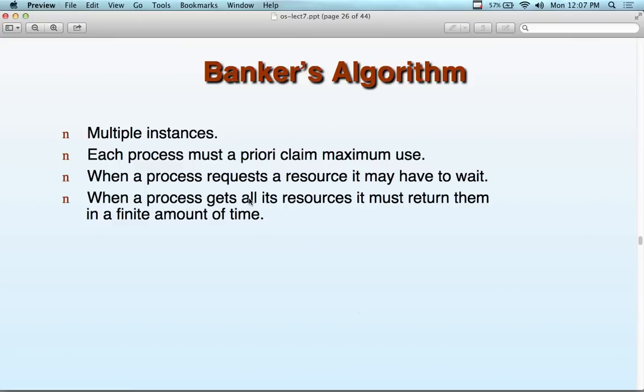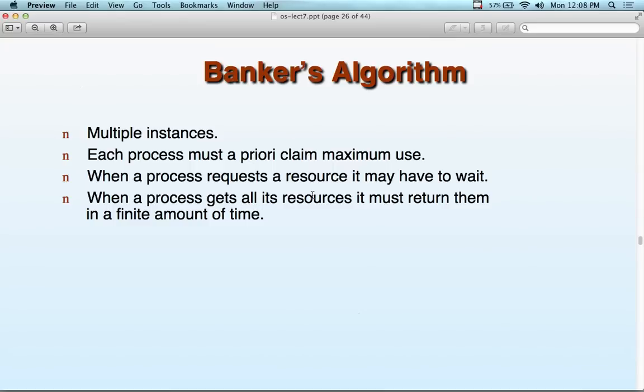So banker's algorithm, we have multiple instances. We have multiple borrowers and multiple returners. Each process has a maximum claim use. You have a balance, and then you also have a maximum amount that you can borrow. It's a credit card system, actually. This is the credit card system.